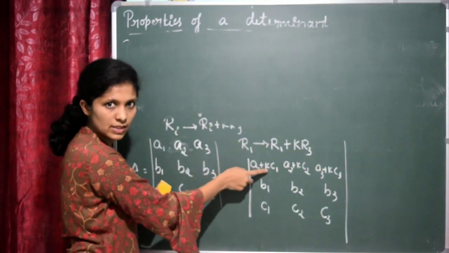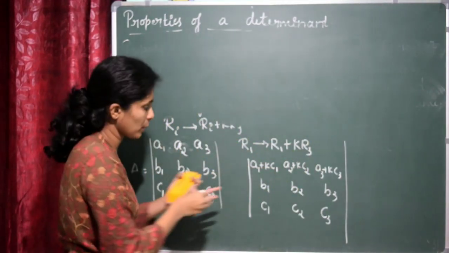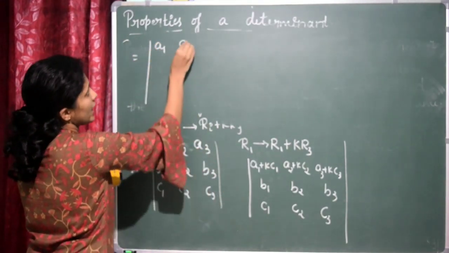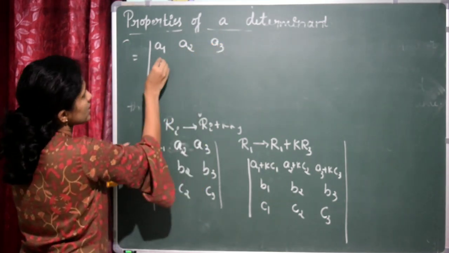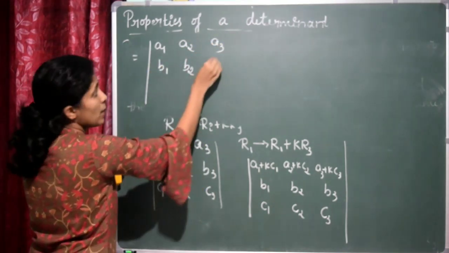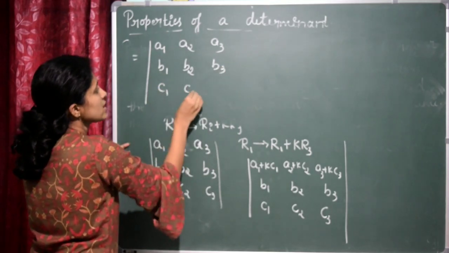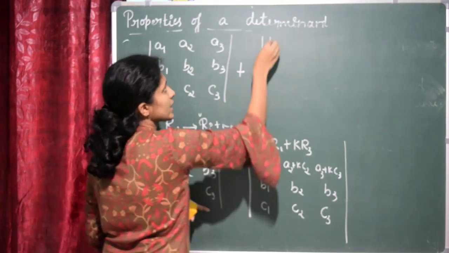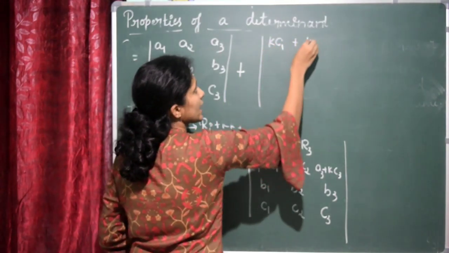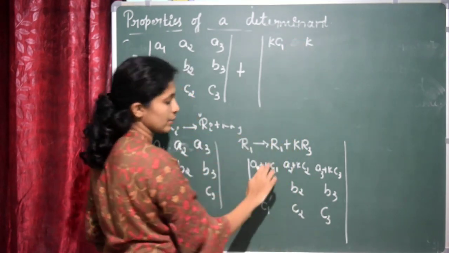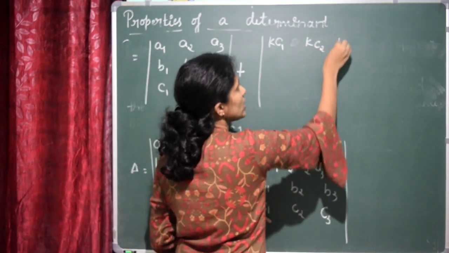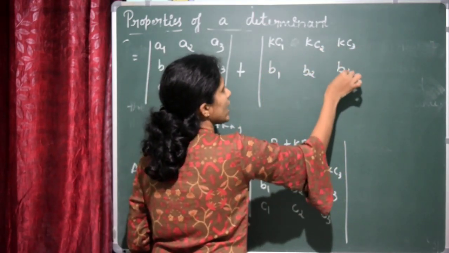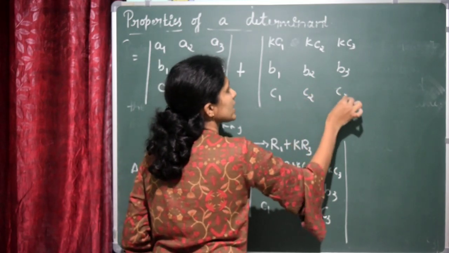See, A1 plus K C1. By using the last property, the fifth property, I can write this as the determinant of A1, A2, A3, B1, B2, B3, C1, C2, C3, plus here the term is K C1, K C2, K C3, right? So this is now B1, B2, B3 and this will be C1, C2, C3.